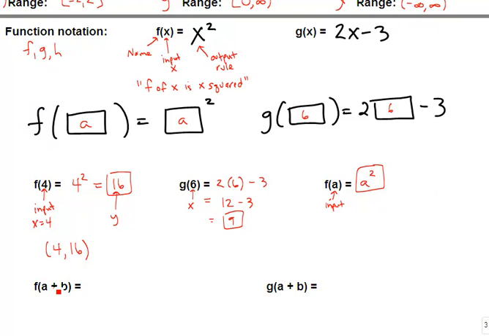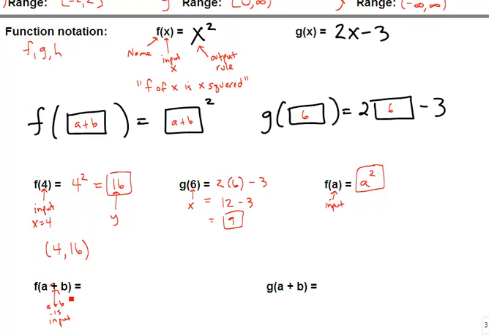Okay, if we go to the next one down here, f of a plus b, this time we want to substitute in a whole expression for our stuff. So when I go to my boxes over here, we're going to substitute in not just a, we're going to substitute in a plus b. This whole expression here becomes my input. So a plus b is going to be the new input. So we're going to put a plus b inside of our box.